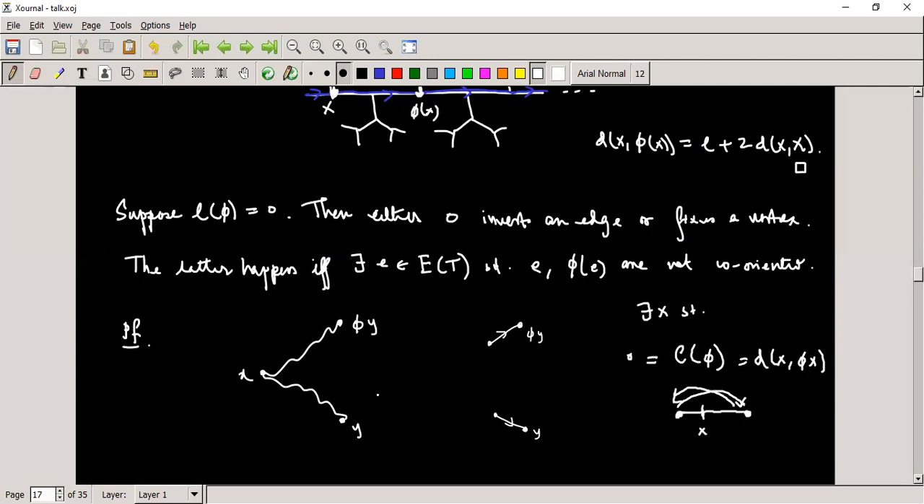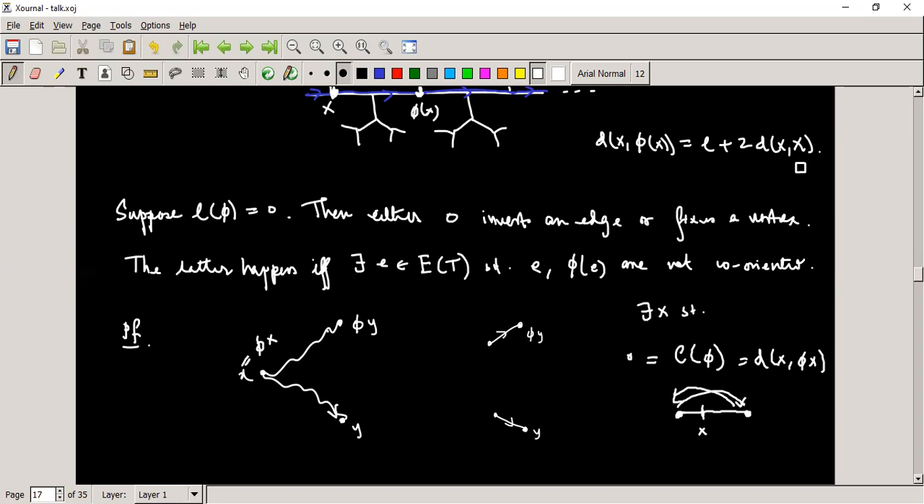Right? So why is this true? This is quite easy to see, because suppose that x is the fixed point. Take any point y which is not fixed under phi. You can find such a thing if phi is not the identity. Then you look at the image of y under phi. Look at the geodesic joining y and x. So that has to map to the geodesic joining phi y and x, because x is equal to phi x. And then you look at just the first edge emanating from y, or towards y.